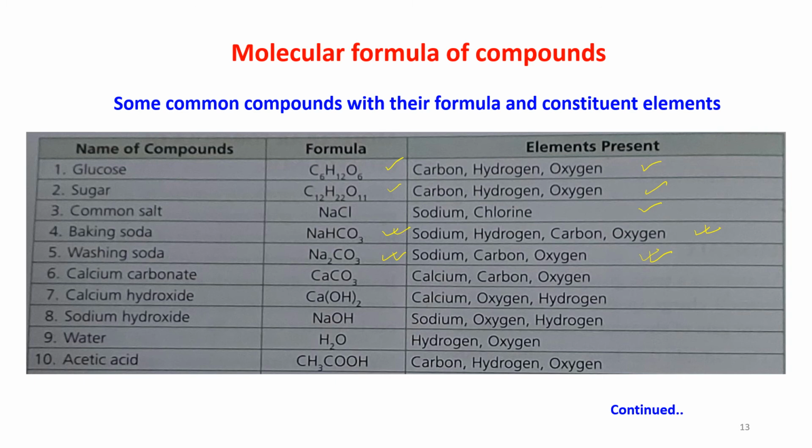Calcium bicarbonate, calcium carbonate, CaCO3. And what is calcium bicarbonate? Calcium bicarbonate will be Ca(HCO3)2. This is the formula of calcium bicarbonate. Calcium carbonate, the formula is CaCO3 and the elements present are calcium, carbon and oxygen. Similarly, acetic acid, the formula is CH3COOH. This contains carbon, hydrogen and oxygen.